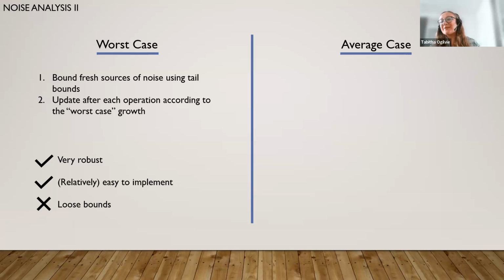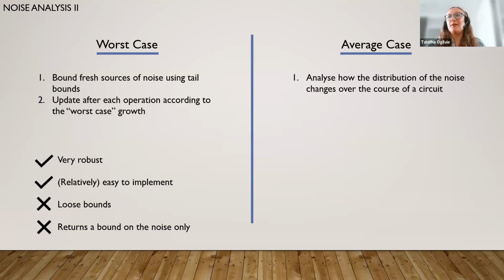The downside though, the bounds are quite loose, as you can imagine, returning to the addition. If bound 1 is very, very unlikely and bound 2 is very, very unlikely, the likelihood that their sum would be bound 1 plus bound 2 is even less likely, right? So you get quite loose bounds. And there's a nuance point here: you get a bound on the noise only. The only output of a worst case analysis is how big the noise is, which doesn't normally matter, but it will for this work.